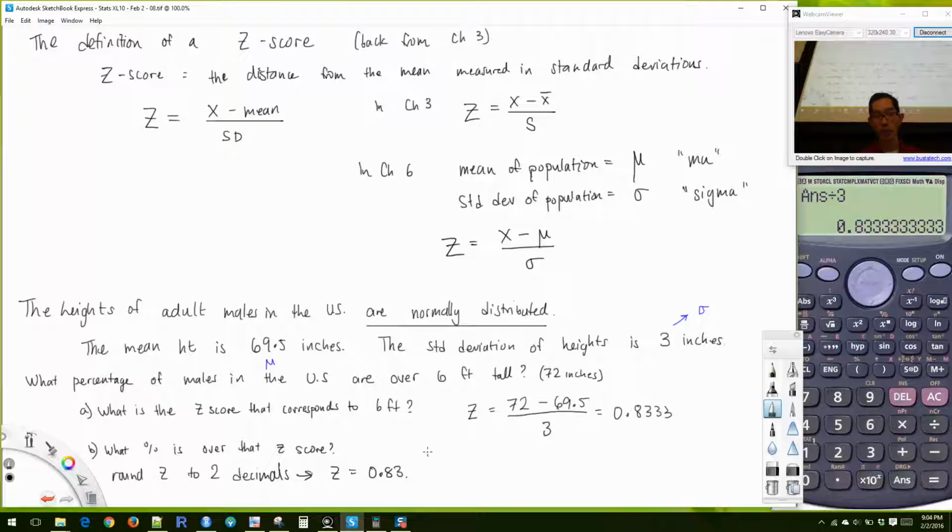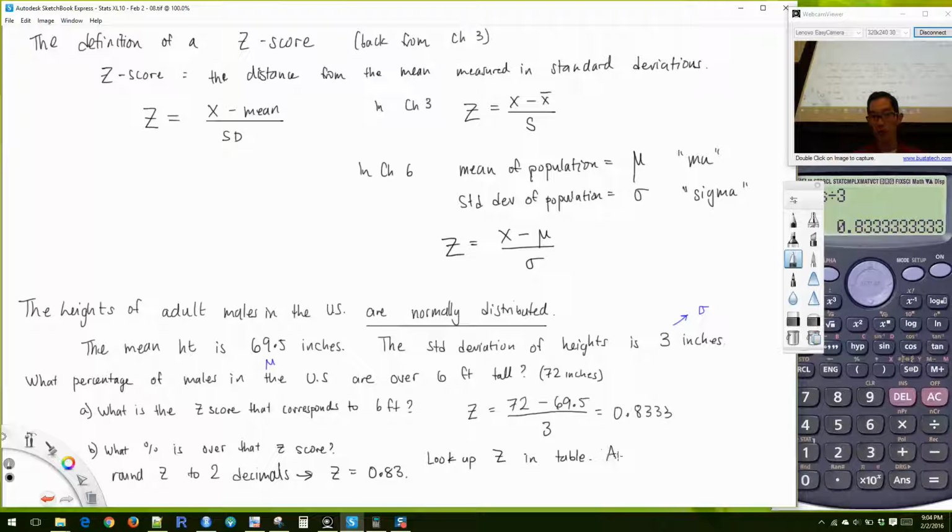Okay, and then we look up z in the table. The table always gives me the area to the left. So what is the area to the left according to the table? I look up 0.83 and I get 0.7967. Are you guys still with me here?